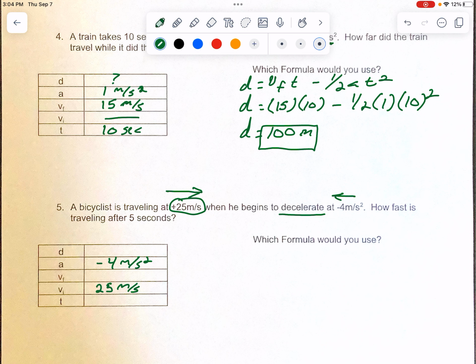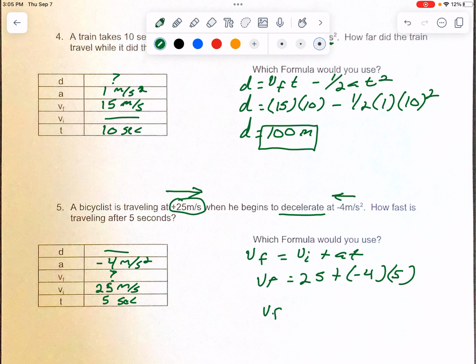How fast is he traveling after 5 seconds? So time is 5 seconds. I'm looking for VF, so there's your question mark. They did not mention distance at all, so I'm going to use that first equation. VF equals VI plus AT. VF I don't know. VI is 25 plus A, which is negative 4, times T. So VF is going to be 5 meters per second.